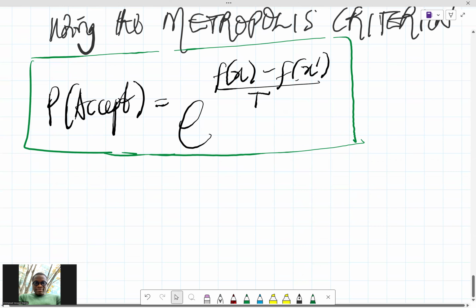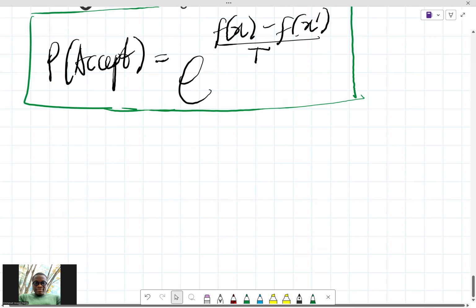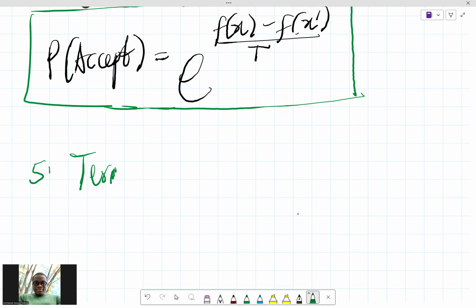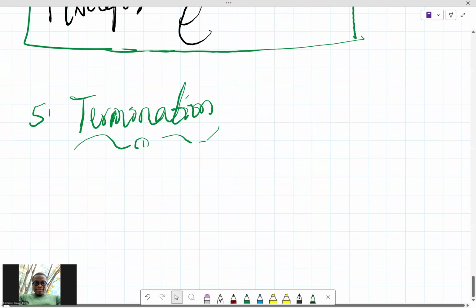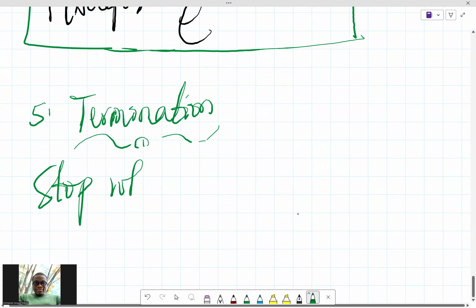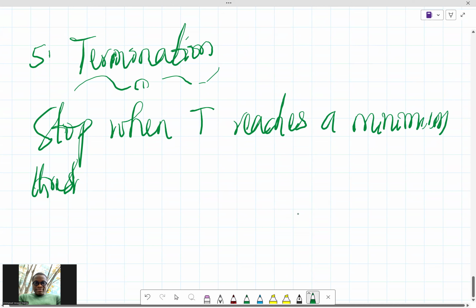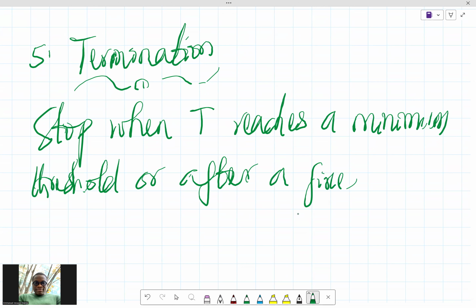The next thing after this is number 5, and that is termination. You said it's iterative, right? So once you have a stopping criterion and it is achieved, there's termination. We stop when the temperature T reaches a minimum threshold, or after a fixed number of iterations.